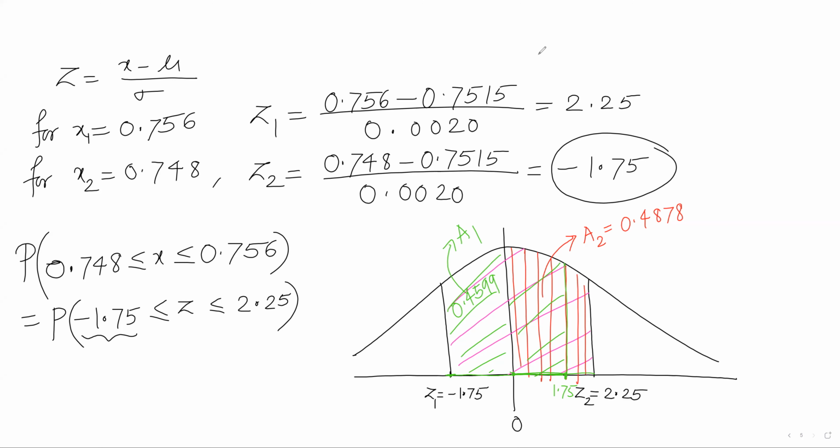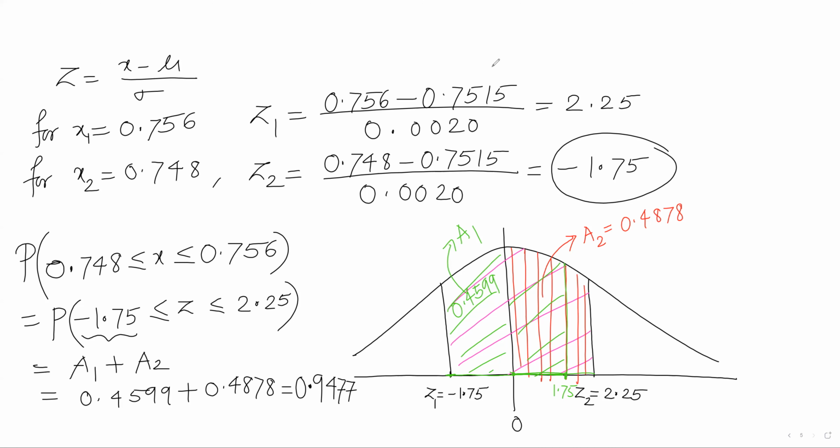So how do you do this? Of course, we'll add it here. So this is equal to, what I have to do is just add these 2 areas. It is 0.4599 plus 0.4878. Calculate this, and we'll get the value as 0.9477. Okay. So this is the probability of acceptance for one plug.